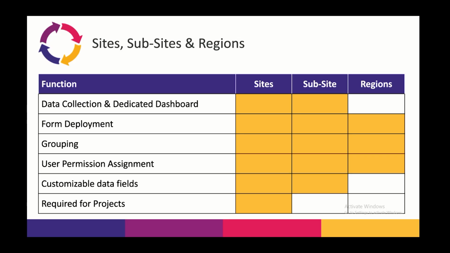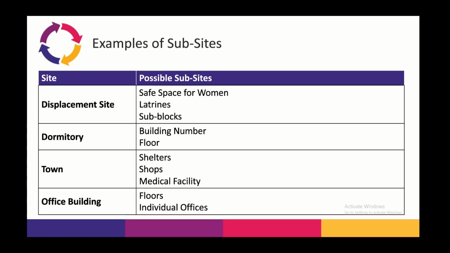And what's really important here is that sites are the only thing that's required for a project. You don't need to have a subsite if you don't want to, and you don't need to have regions if it's not necessary. So examples of subsites here, you might, within a displacement site, have a safe space for women, you might have latrines, and you might have subblocks. Examples. In a dormitory, you might have the floor, you might have different buildings within the dormitory, different rooms, different shelters within a dormitory. Within a town, if your town is your site, remember, you might then have, as possible subsite, shelters within that town.